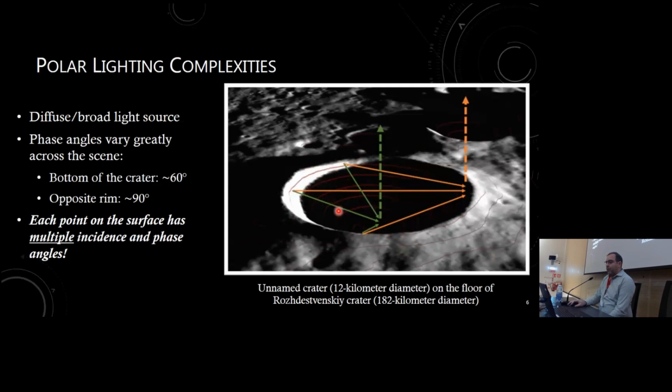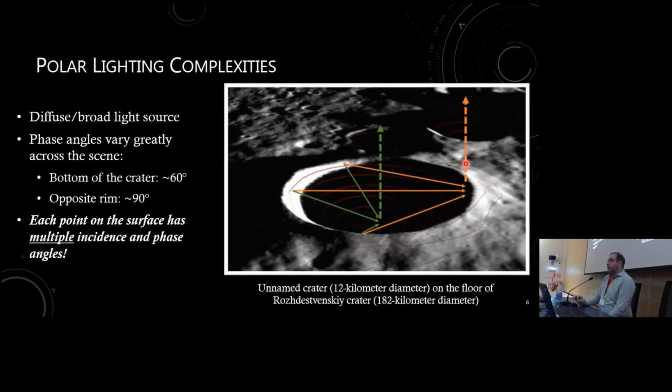So for example, here, if we're at the floor of the crater, the phase angle is going to be about 60 degrees. Because the light is basically going downwards, and then if you have a nadir viewer, you're going to be looking in this direction. And so you have closer to a 60-degree phase angle. However, if you're observing an area completely on the opposite side of the crater, the phase angle is going to be closer to 90 degrees. And so, just in one little point on the surface, you can have a broad set.